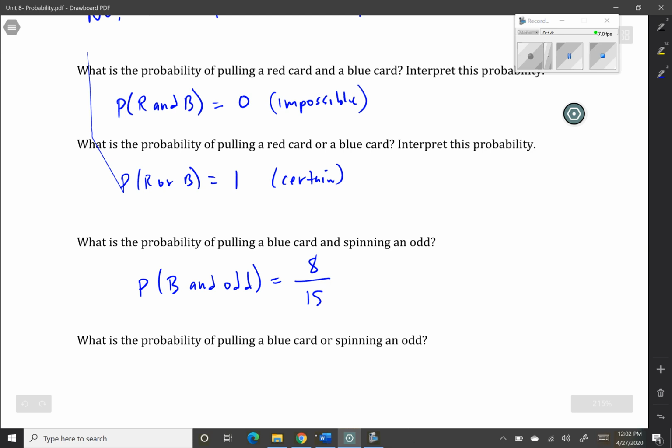I could also show that as a decimal, right? All depending on how they ask the question. If they want it as a fraction, leave it as a fraction. If they want it as a decimal, show it as a decimal.